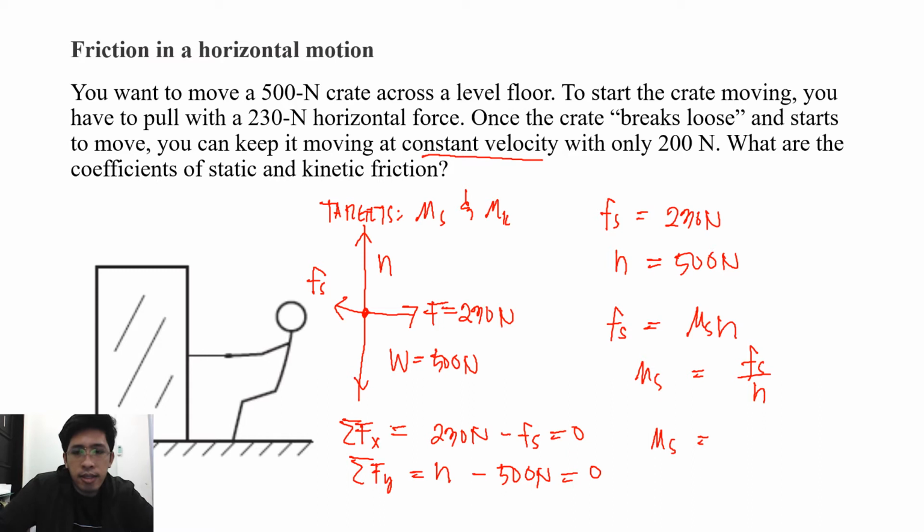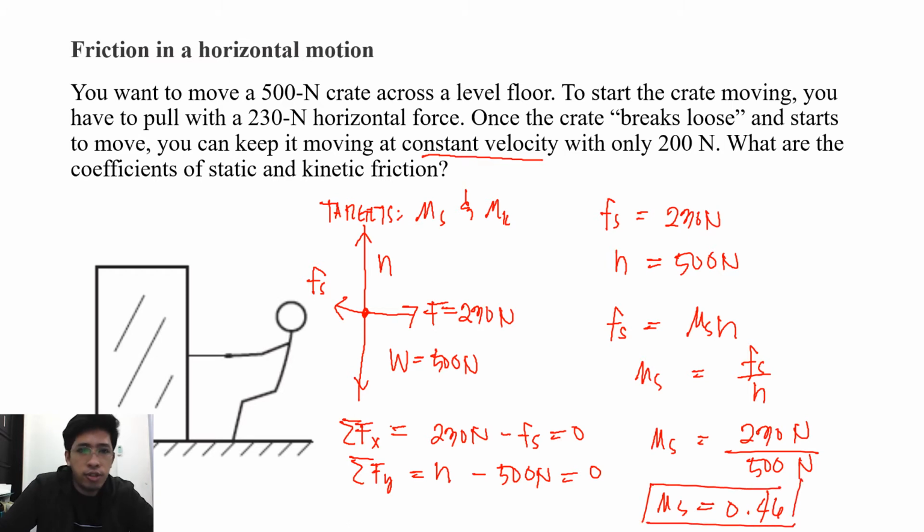So your mu s is equal to 230 newtons divided by 500 newtons. So here your mu s is equal to 230 divided by 500, and that is equal to 0.46. So that is your coefficient of static friction. So your mu s is equal to 0.46. Now let's find your mu k.